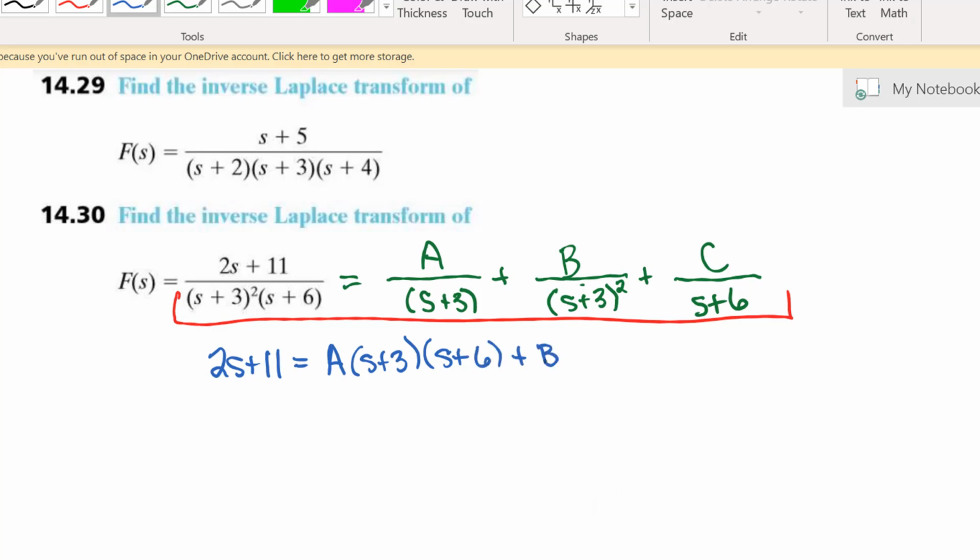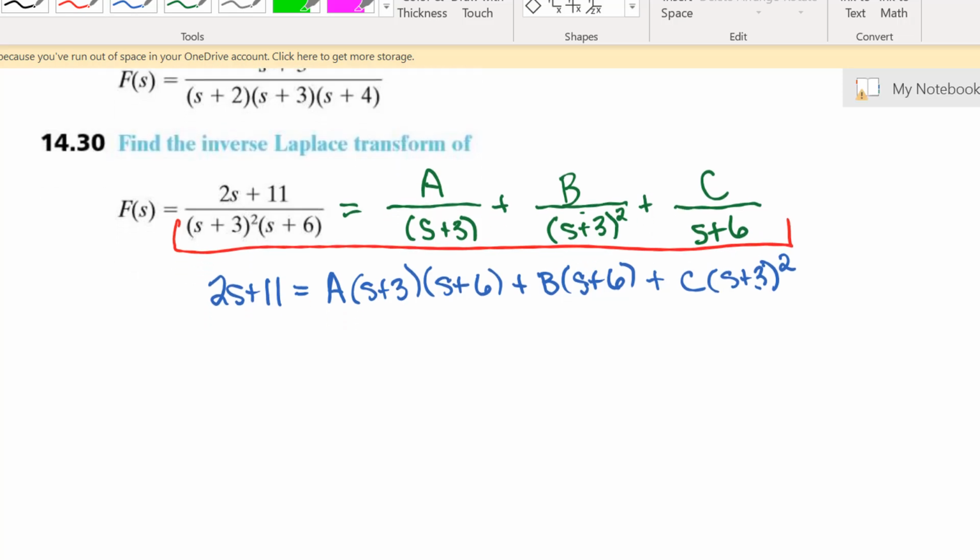For the b, both of the s plus 3s would cancel, and I'm left with s plus 6. And then plus c, the s plus 6 is gone, so I have the s plus 3 squared. And you can plug in any values of s that you'd like. It's nice to pick things that make some of the factors 0. So for me, the first thing I would do is plug in s equals -3.